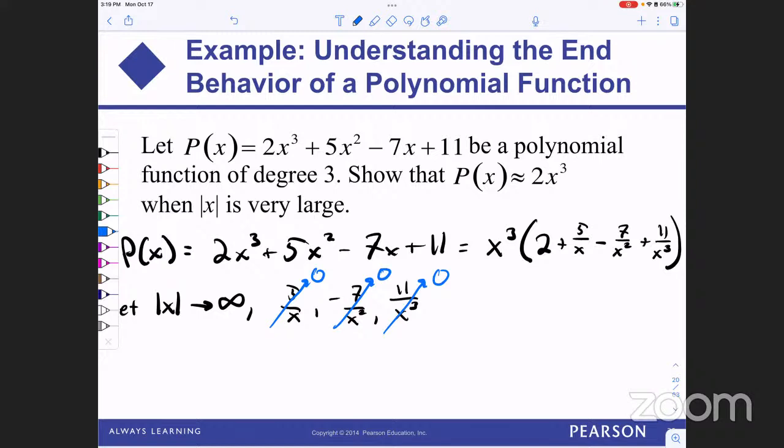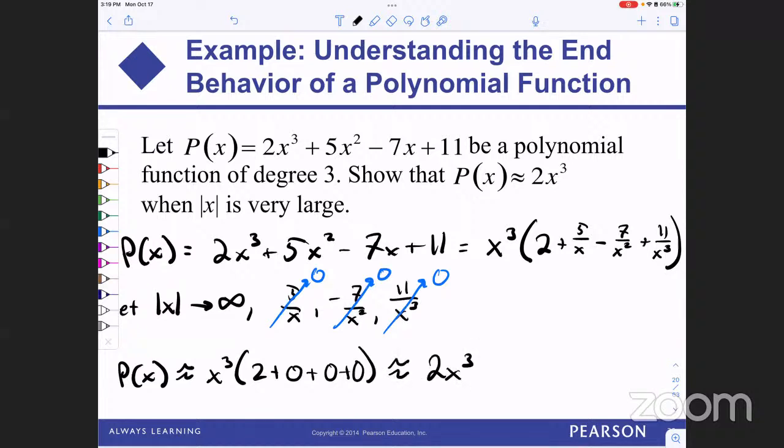So if we factor that in, then p of x is approximately x cubed times 2 plus 0 plus 0 plus 0, which is approximately 2x cubed. Just put a box around it. So that's what we were showing: starting with p of x, as the absolute value of x goes off to infinity, this polynomial behaves similar to this power function, right?